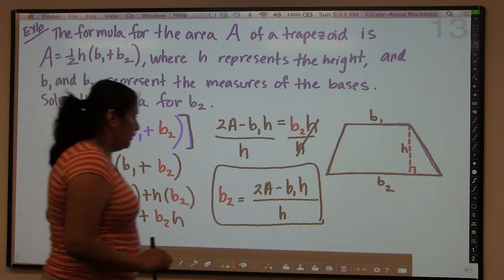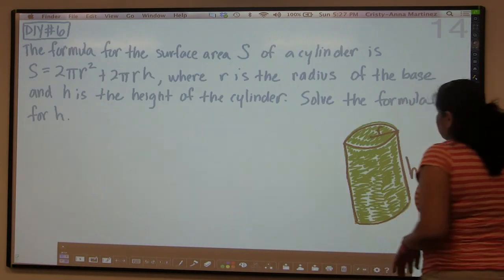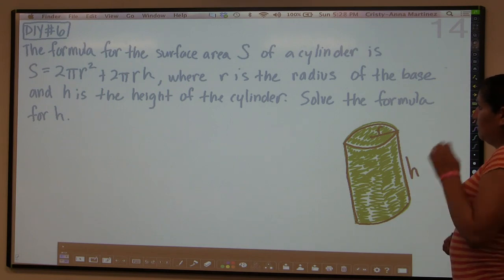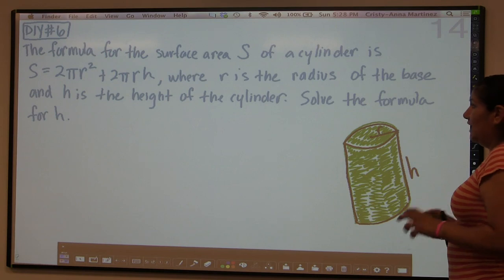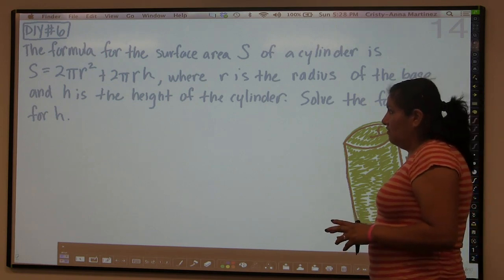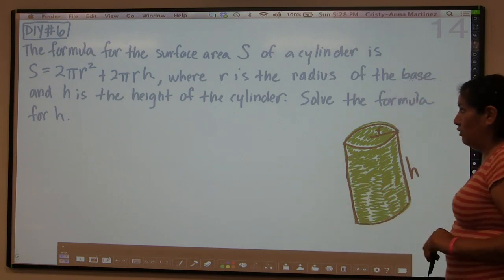We have one more do-it-yourself for you. It's another formula. Have a little diagram for you. And this time you're solving for h. So remember that h is going to become the variable and everything else gets treated like a regular number.